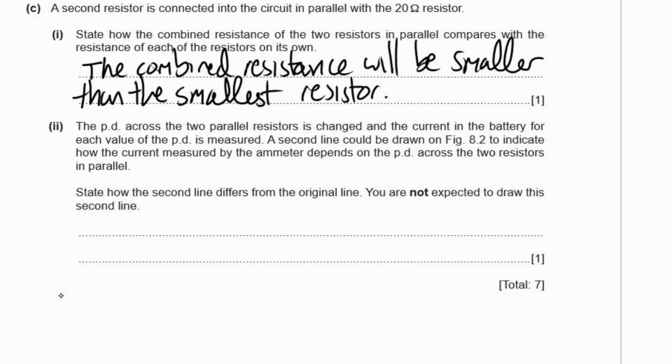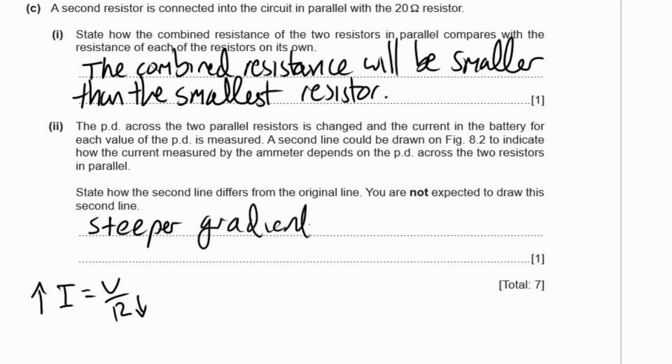Okay, well, let's just do a brief little example here. I know that I equals V over R. As resistance gets smaller, the current gets bigger. So I'm going to see a steeper gradient to the graph. And of course, because we're still dealing with perfect resistances, then it's still going to be a straight line graph.